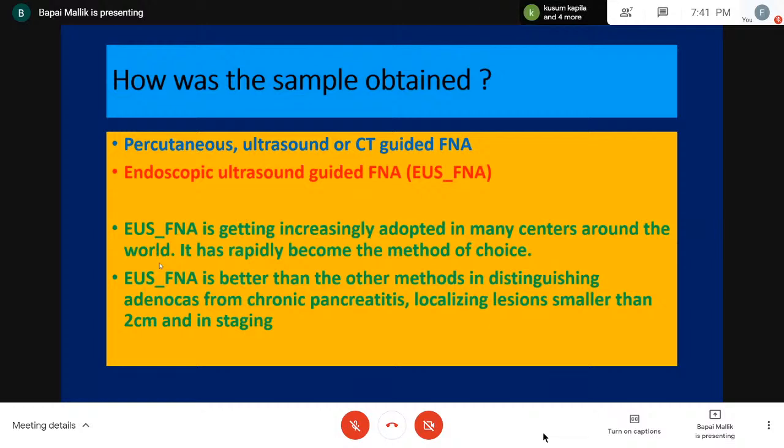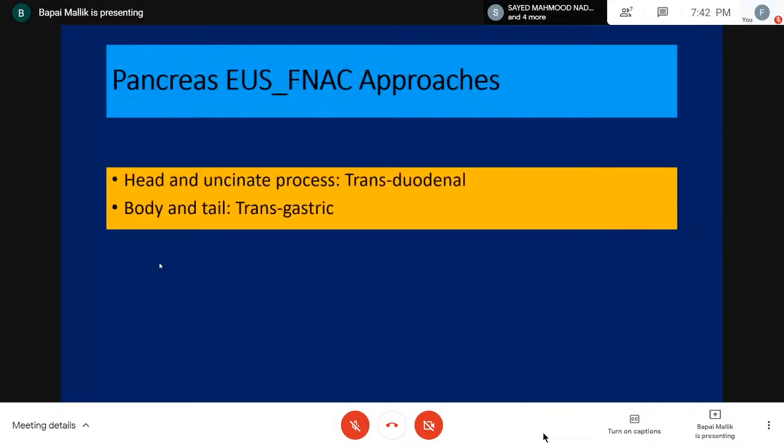Now, endoscopic ultrasound-guided FNA is better than other methods, and why this has happened is because compared to the traditional methods of ultrasound and CT-guided FNA, endoscopic ultrasound-guided FNA is better in distinguishing adenocarcinomas from chronic pancreatitis. We're going to talk about them in the next session. It is also better in localizing lesions smaller than 2 centimeters, and also in staging. So there are two major approaches of endoscopic ultrasound-guided FNA in pancreatic lesions.